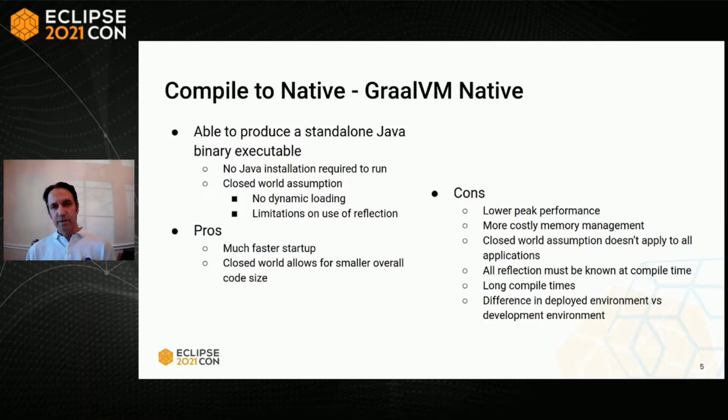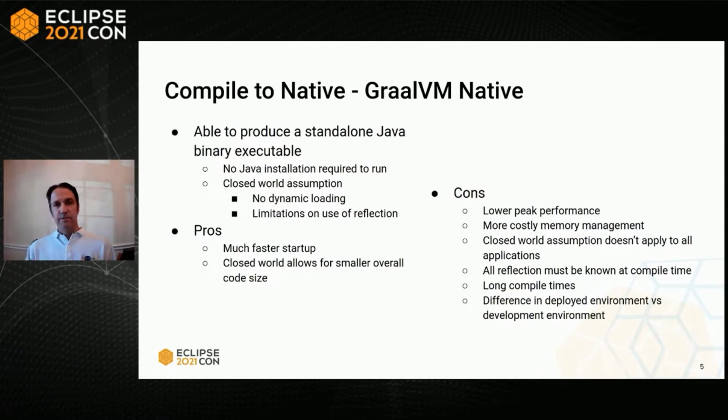So a few projects out there, for example Quarkus and Micronaut, have looked at using compile to native and using the GraalVM native compiler. So the native compiler is able to compile your Java application down and produce a standalone binary executable. So this executable can be run, and there's no need for an additional Java installation. It's fully self-contained and can run and start up very quickly.